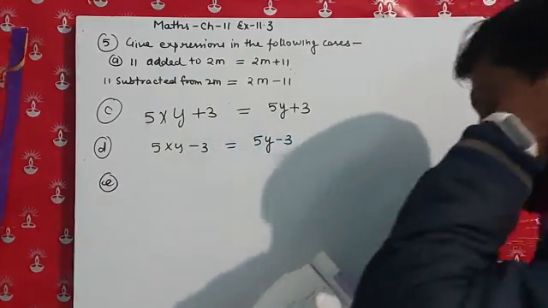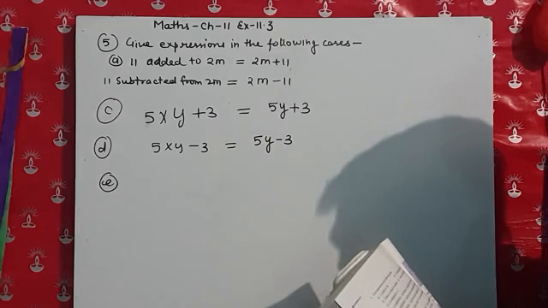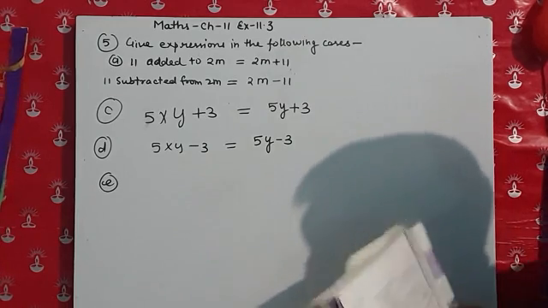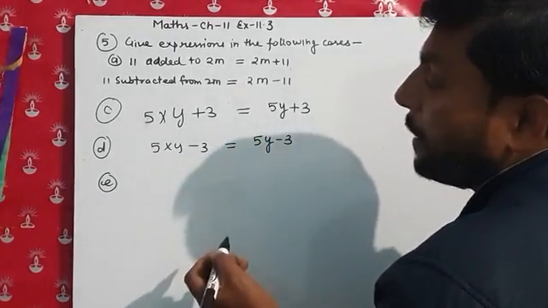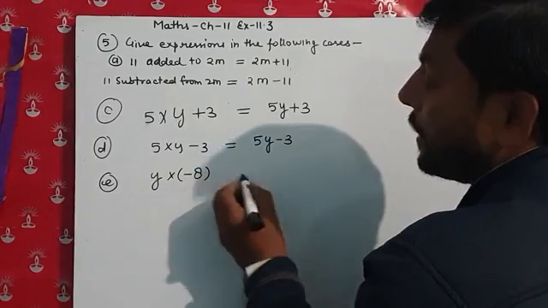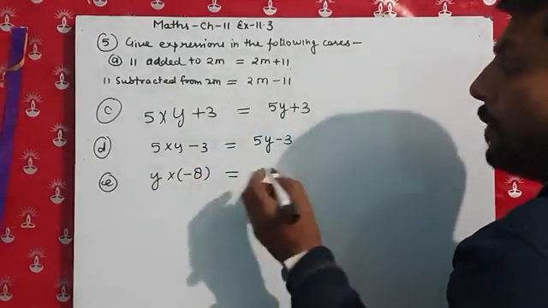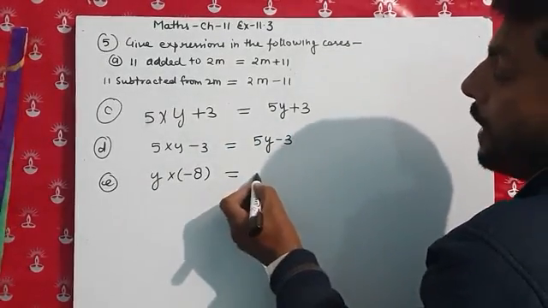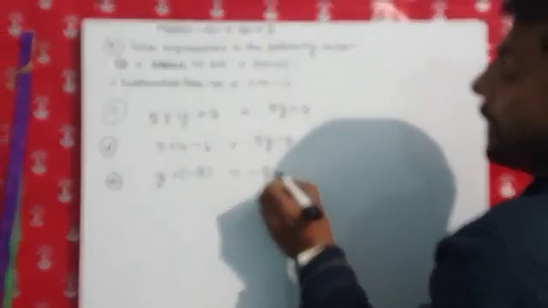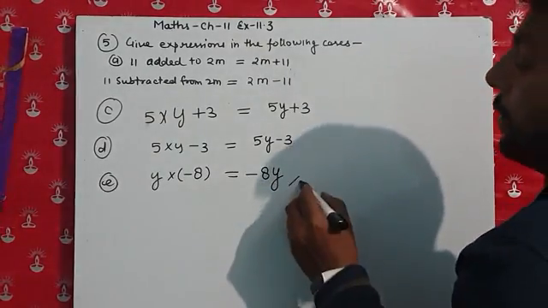Now going to the E part. In the E part, the question is asking y is multiplied by minus 8. Y multiplied by minus 8. So what will be the answer? Again we will use the same pattern. Minus first, then we are going to write down the number, then we will write down the variable. So this will be the answer.